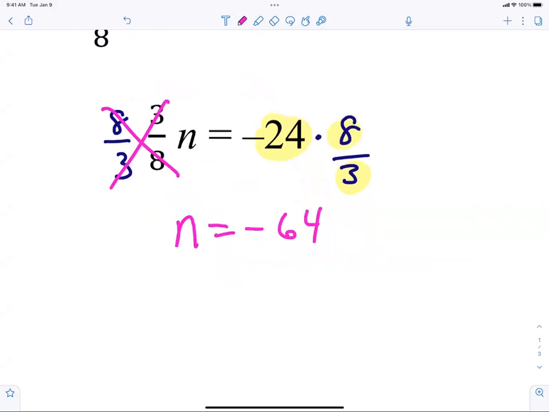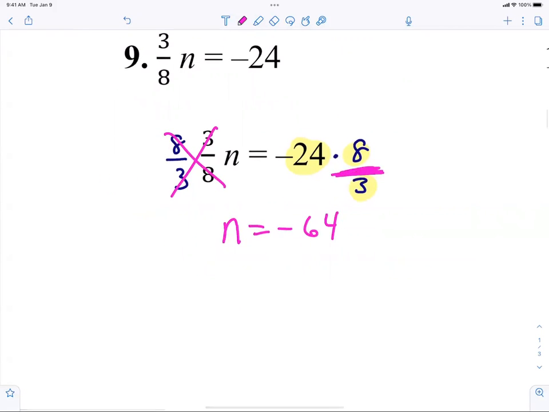So let's do this together. What does this fraction bar mean? Divide. So I did 24 divided by 3. What's that? 8. Then I multiplied by 8. 64. All right, anybody else need a better explanation?